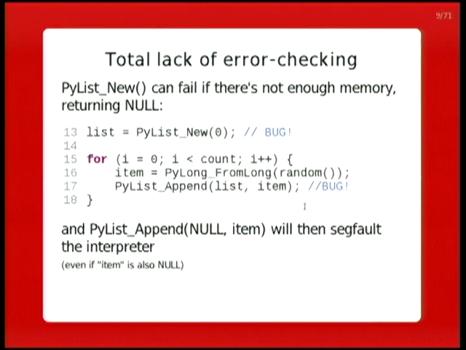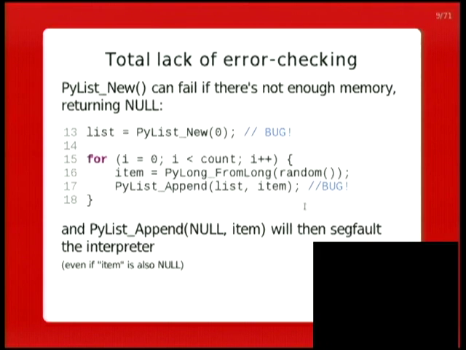There's also the fact that it's not doing any error checking at all. There are three API entry points here on this slide, and all of these entry points can fail, some of them returning null, some of them returning an integer return code, if there's not enough memory. So at line 13, if there's not enough memory to create the new empty list that PyList_New wants to create, it'll set a memory error exception on the thread's state and return a null back. And if we then go into the list at line 17, well, if you call PyList_Append with a null as the first argument, that'll immediately cause a segmentation fault of CPython, which would be bad.